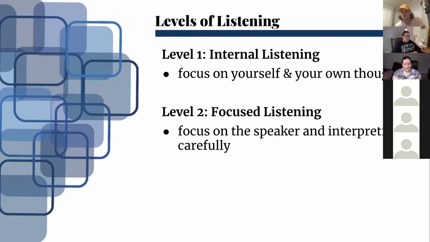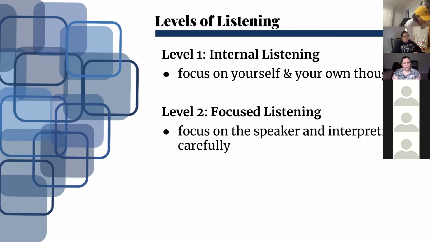So how do we do that? We break it down into levels. The first level is internal listening. In the internal listening level, we are focusing on ourselves and our own thoughts. Okay. And we've got to move from level 1 to level 2 so that we're focusing on the speaker and interpreting that information carefully. You've got to get to a spot where you're okay with listening, that you can put your undivided attention to whatever's going on. And then you start to focus that listening on the speaker and interpreting what that speaker is saying carefully.